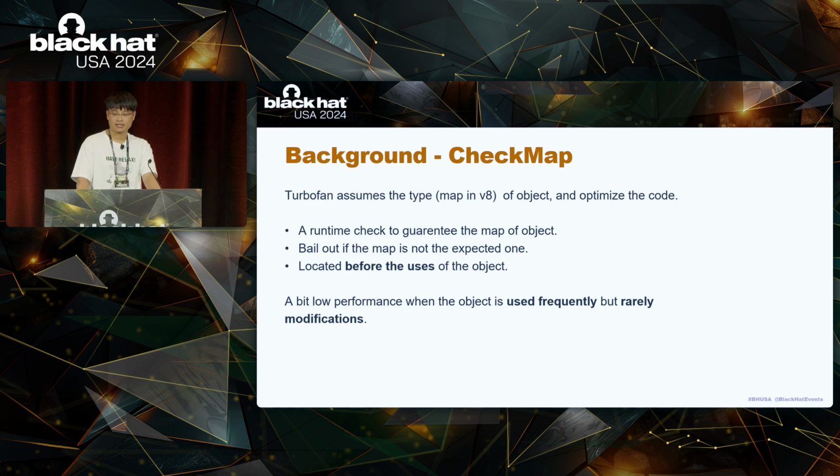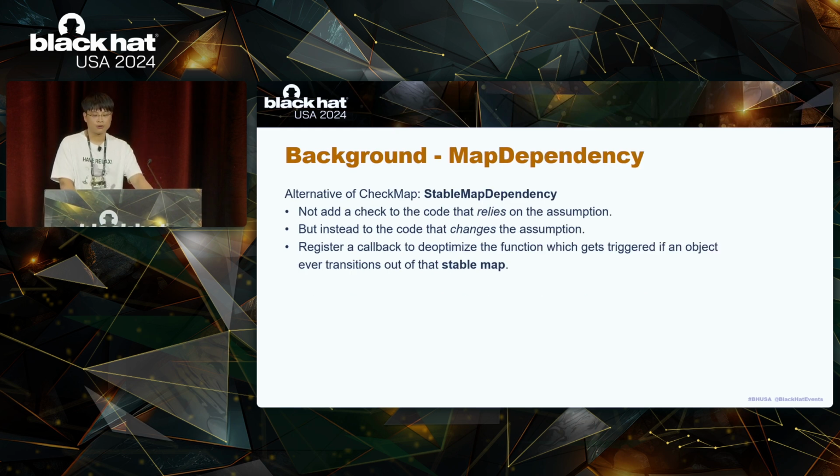This design introduces some performance overhead because conventionally, a function's arguments will always be of the same type. In this case, it's actually unnecessary to check the type of parameters each time the function is called. This brings us to the key point we are going to introduce, the map dependency. CheckMap is more like checking before a piece of code that relies on some type assumptions, kind of like a type guard. Stable map dependency is more like checking for the code which is possible to break the type assumptions of the optimized function.